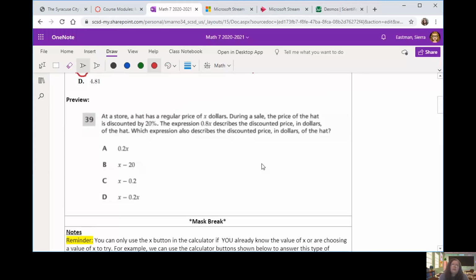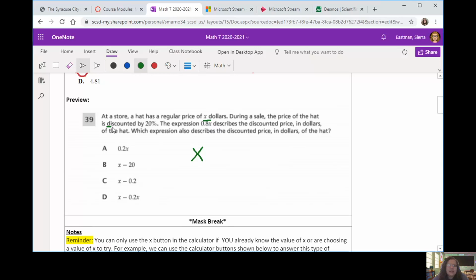So my preview says, at a store, a hat has a regular price of X dollars. But during the sale, the price of the hat is discounted by 20%. The expression 0.8x describes the discounted price in dollars of the hat, but which expression would also describe the discounted price? So what they did here is they started you with an X amount. So just like we started with the 7.4 up here, I'm going to start with that X down here.